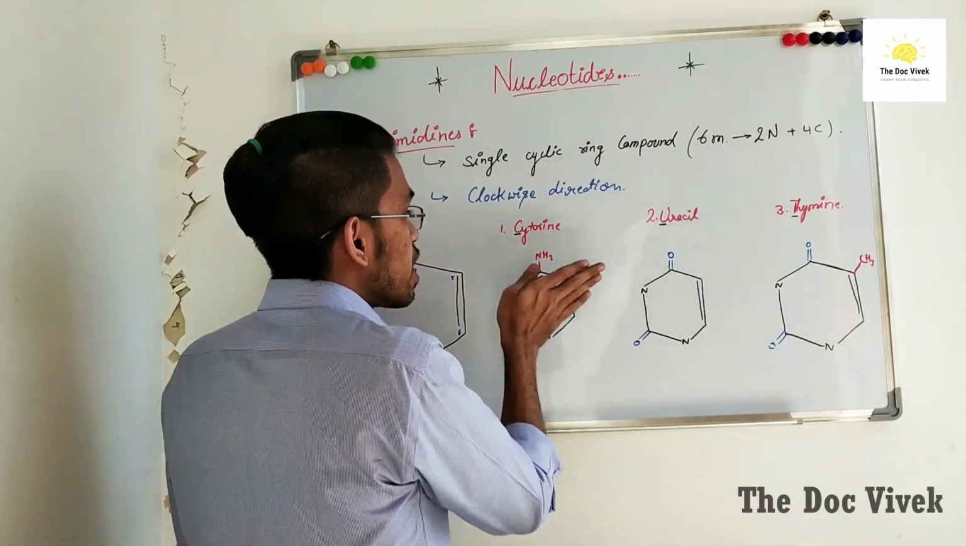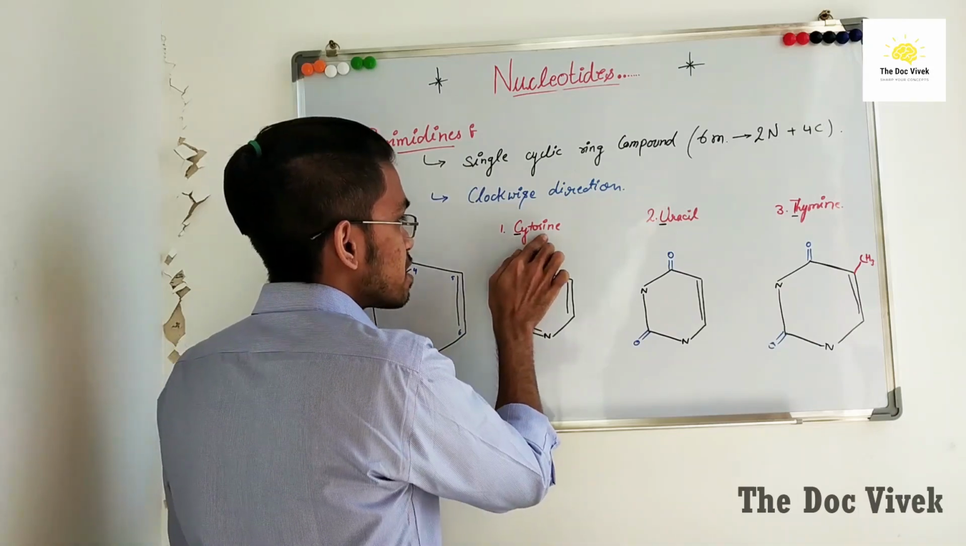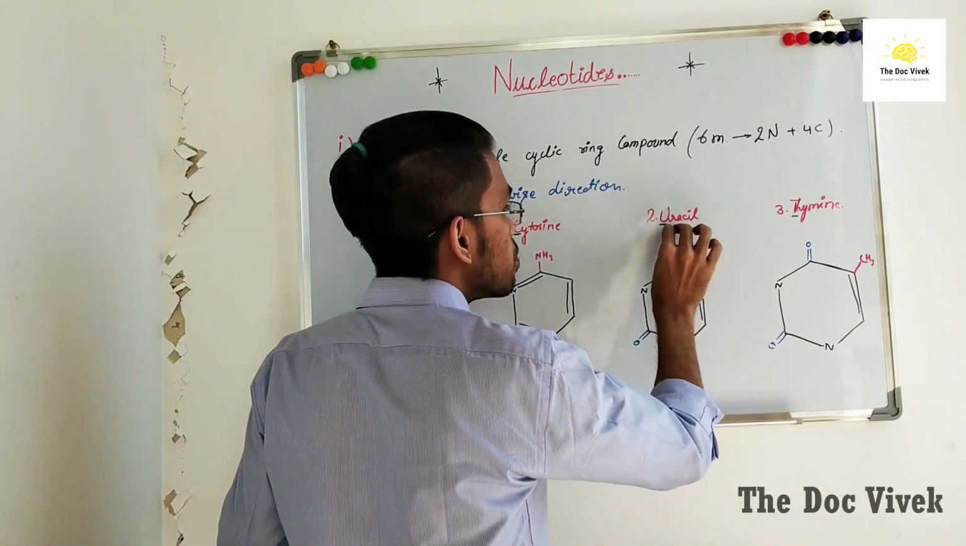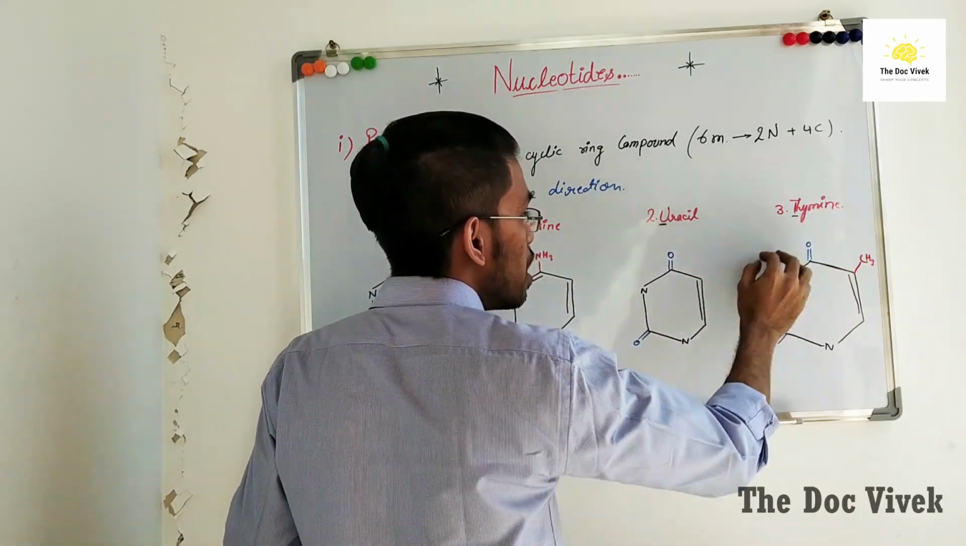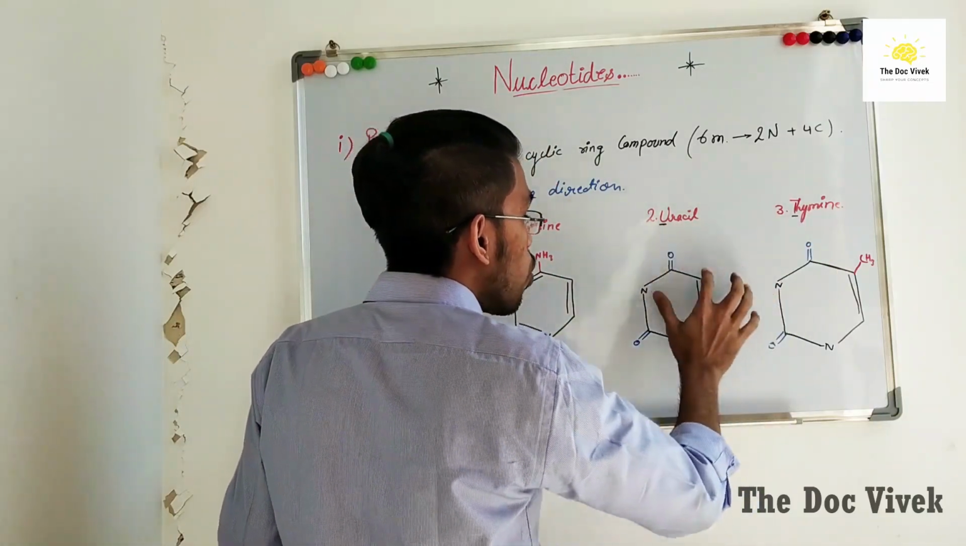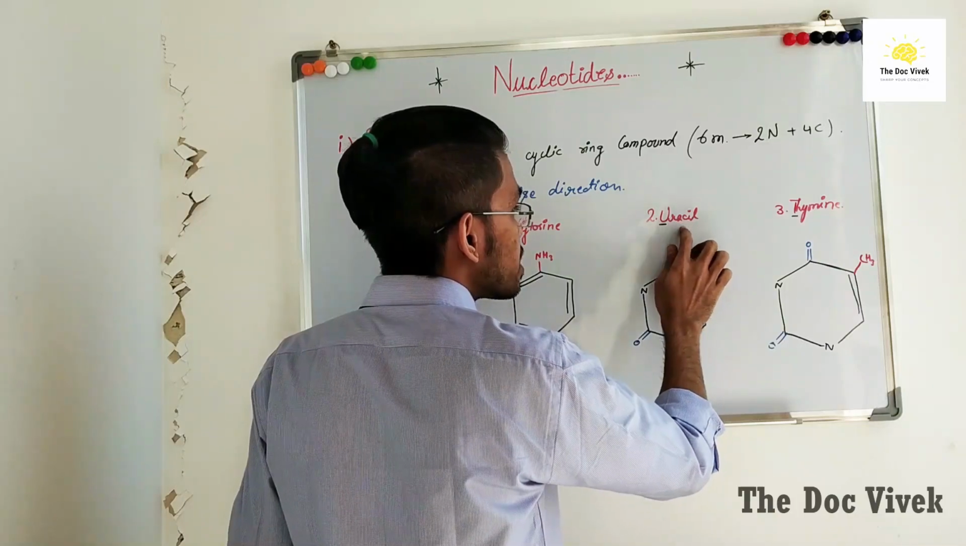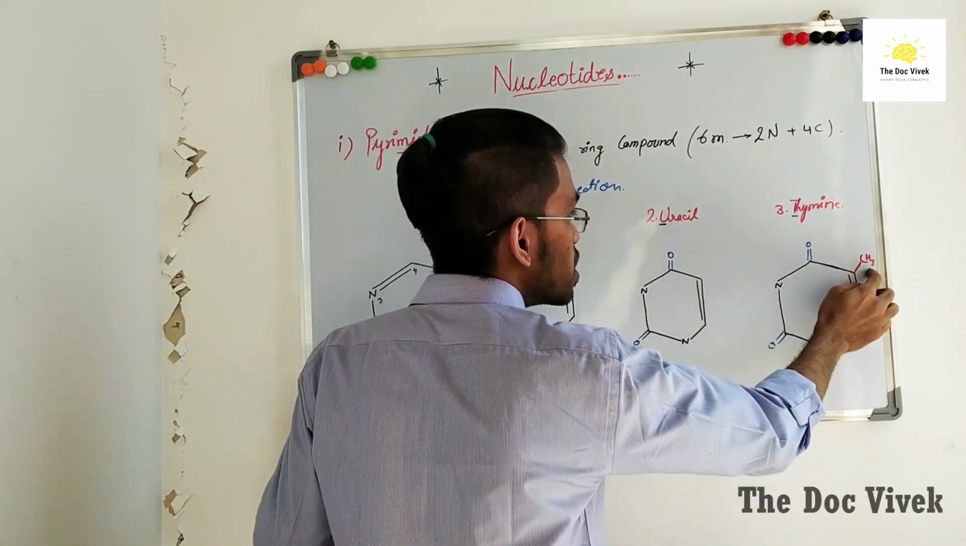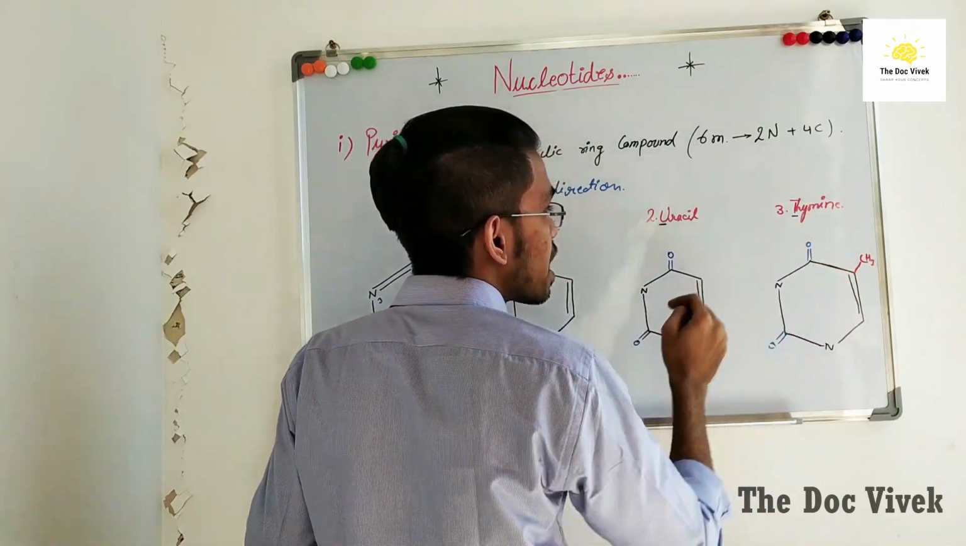The other way: if an amino group is present, then cytosine. If not present, then it can be uracil or thymine. And now from uracil and thymine, if only oxygen is present, then it is uracil. If with oxygens a methyl group is also present, then it is thymine.